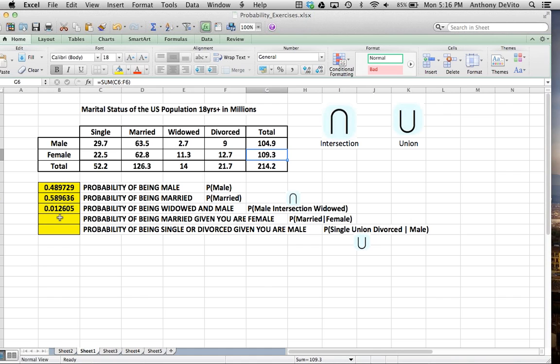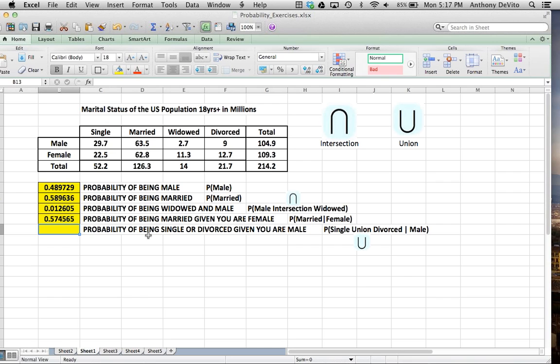We're using 62.8 because that's the number of married women over the total population of females. Remember, that was our condition. That's why we're using 109 instead of 214. Given that the person we selected is female, what's the probability that they're also married?